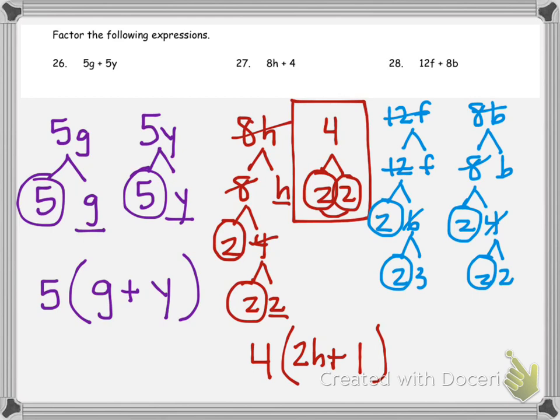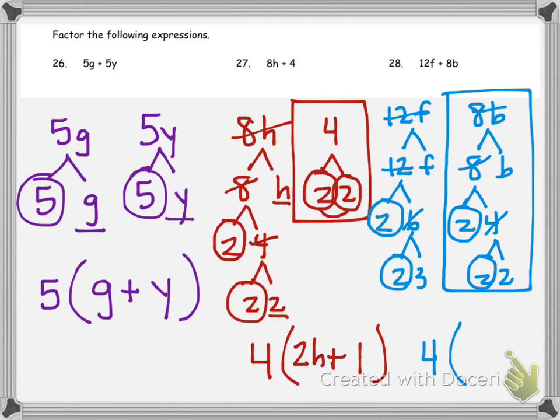So my GCF is, if I look at one of the trees, it doesn't matter which one, multiply the circles back together, my GCF is 4. And then whatever's left in each tree: 3f is my first term, plus whatever's left in my second is a 2b, and that's the last term in my sum. So 4 times the quantity 3f plus 2b is how we would factor that one.